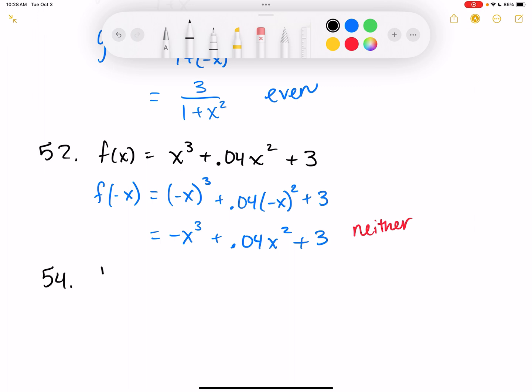One more of those. h of x is equal to 1 over x. So try this one on your own for a second. This one should be a slightly easier one.